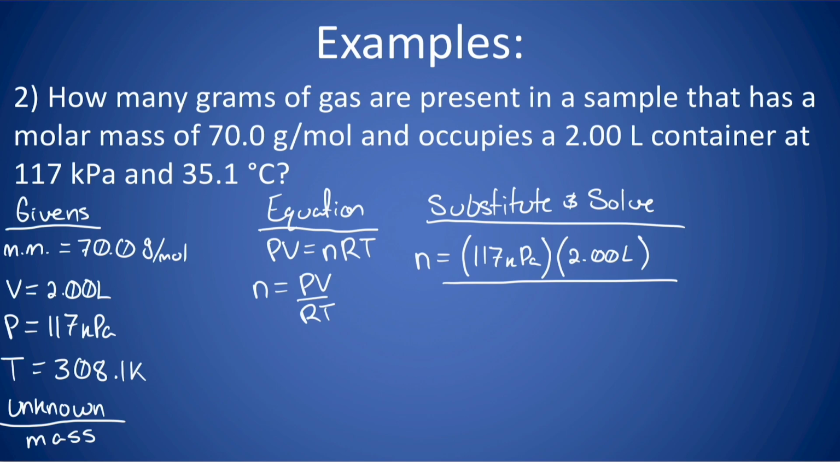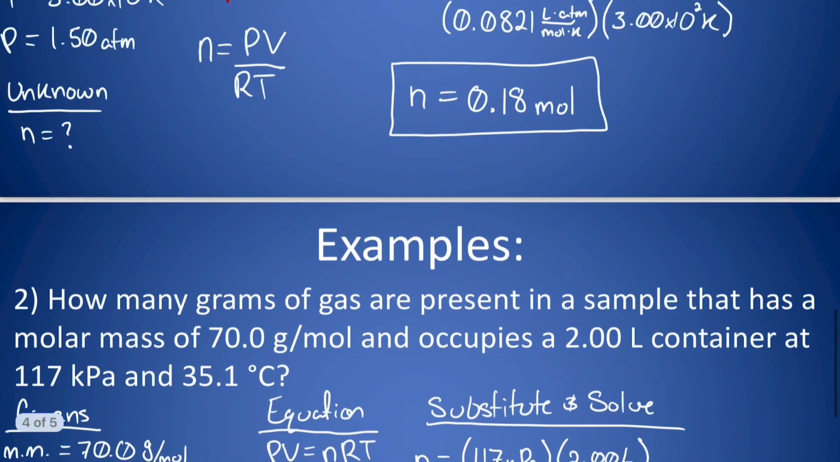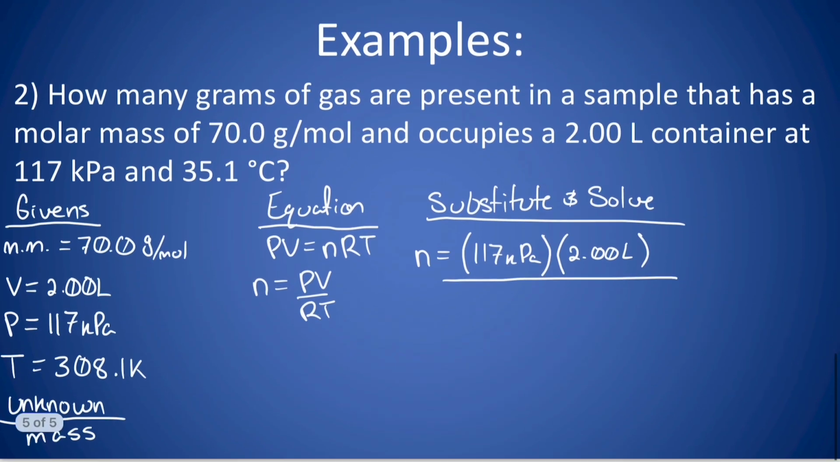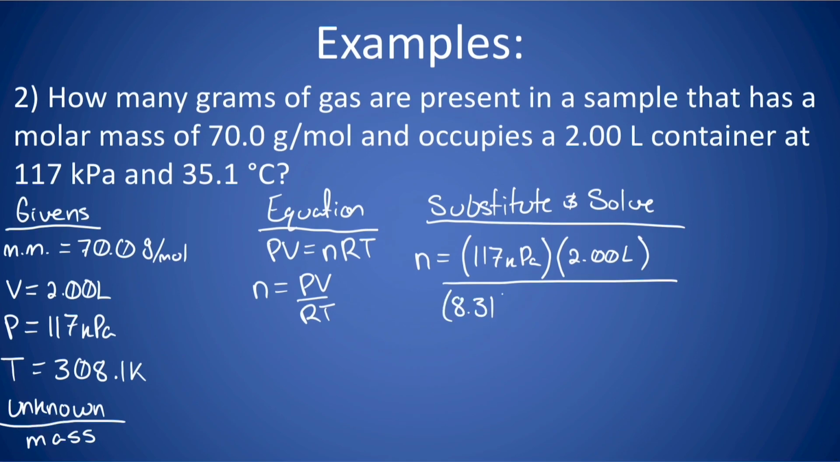Once again, at this point, we need to make sure we're selecting the correct ideal gas constant. This time, our pressure is in units of kilopascals. So the constant that we need to use is 8.31. And at this point, we get 0.0914 moles. Now, this isn't our final answer, though, because what they really want us to find is mass.